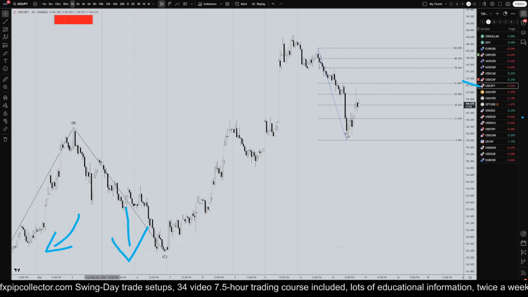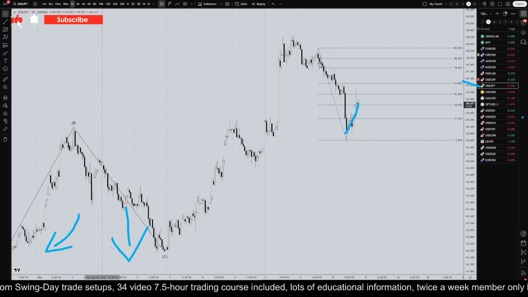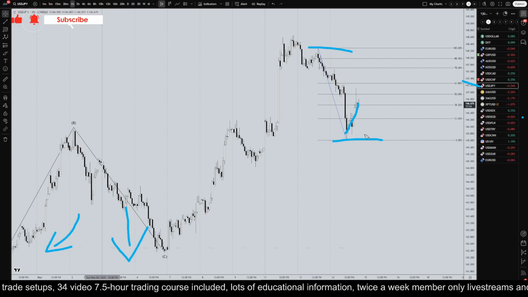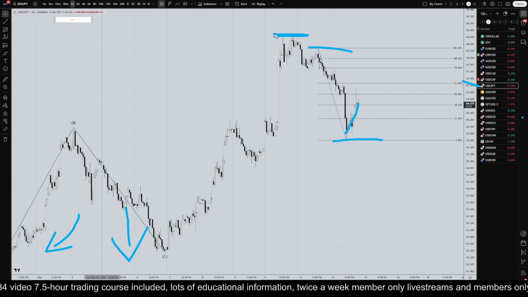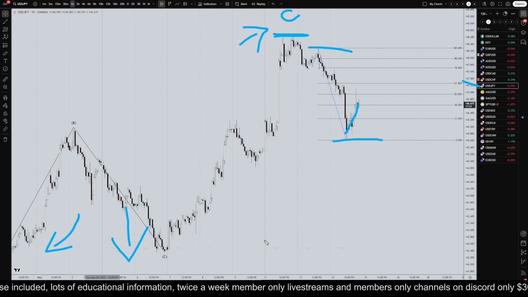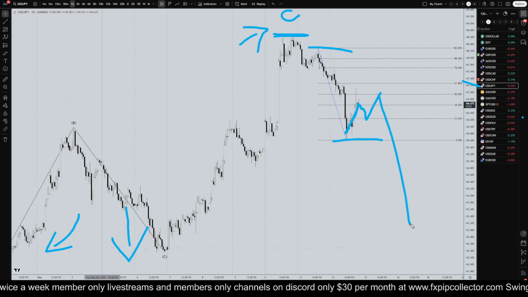So anyways, the US dollar yen did drift up quite a bit today, but I got my Fibonacci retracement on here because, like I said this morning, there's a chance that this right here is the end of an ABC correction on the 4-hour and daily time frame. If that's true, then this move up should potentially be a pullback to the downtrend.